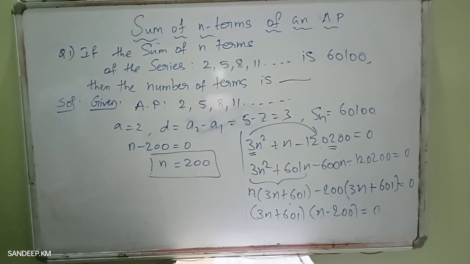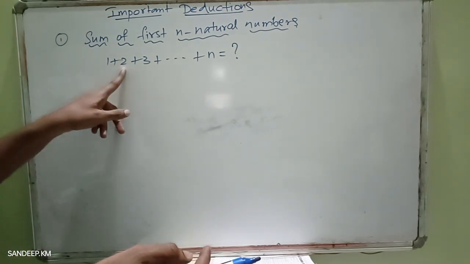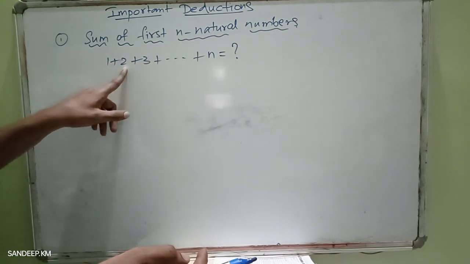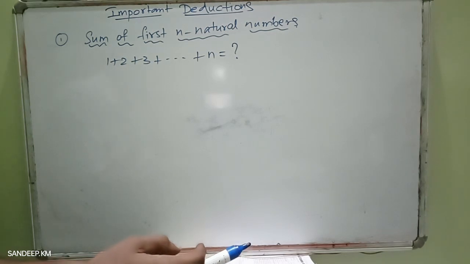Next, we'll continue with some important deductions. These are very, very important while solving problems. The first result: the sum of first n natural numbers. What does it mean? If I add the first n natural numbers, that is 1 plus 2 plus 3 and so on up to n, then what will be the result? An important result that will be used later while solving problems.